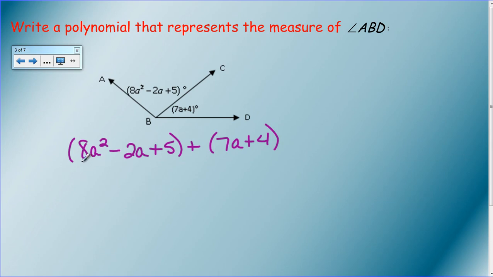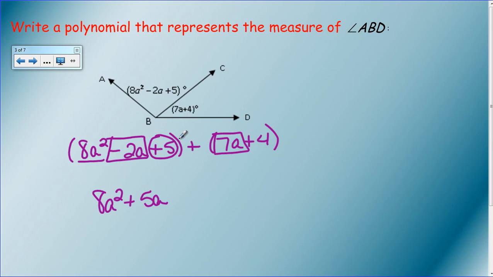I have an 8a squared here, but I have no squareds over here, which means I just get to bring it down because it gets to come along for the ride. Then I have a minus 2a and a plus 7a right here. Well, when I do negative 2 plus 7, that makes positive 5a. And then I have positive 5 plus positive 4. When I do 5 plus 4, that gives me 9. So there is my polynomial that represents the measure of this entire angle. Again, it's a trinomial because there's 1, 2, 3 terms, and it is a second degree because my highest exponent is a 2.